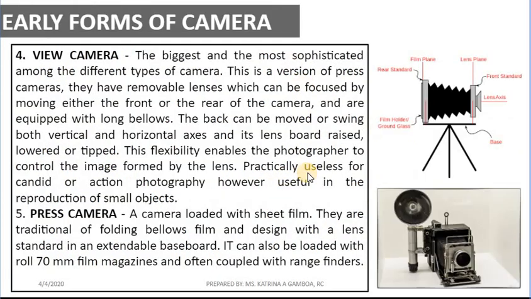Dito tayo. View camera. Etong nasa right side niya, ito yung parang film. Lagyan ko ng pointer. Okay, ito. This is the view camera. View camera is the biggest and most sophisticated among different types of camera. So, this is a version of a press camera. They have removable lenses which can be focused by moving either the front or rear of the camera, and are equipped with long bellows.